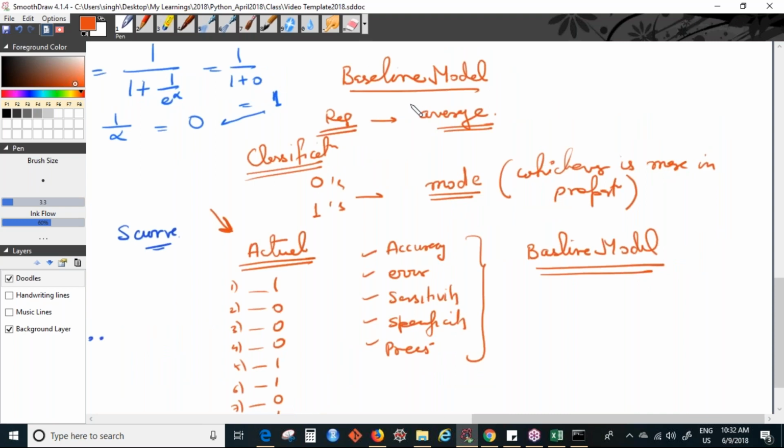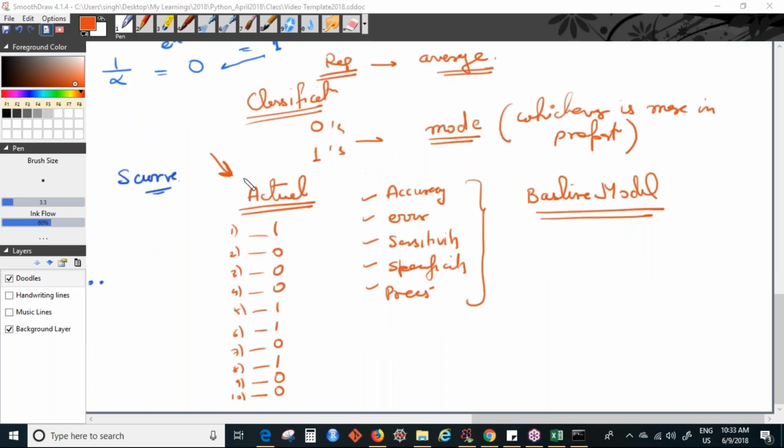I just told you about a baseline model. In a baseline model in regression, we take the average, as I have written here. For a classification, we take the mode, because we don't know which one will be more. Will zeros be more or will ones be more in the data? Whichever is more in proportion, we predict that. We predict that for all the records.